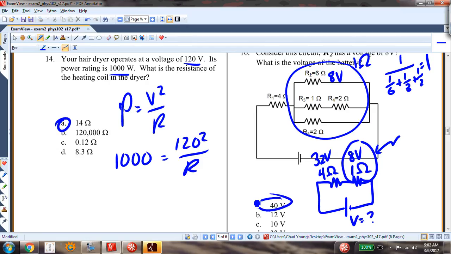Well, let's think about it in a different way. I is V over R, or that's 8 amps. So I have 8 amps through that resistor. I also have 8 amps here. 8 times 4 gives me 32. And then I say 32 plus 8 is 40.